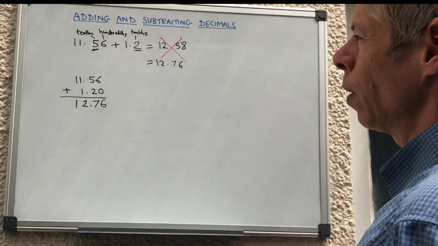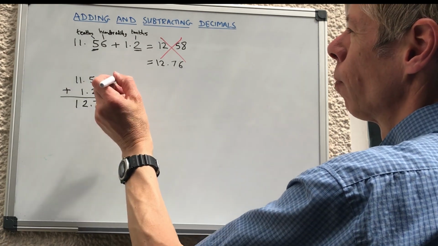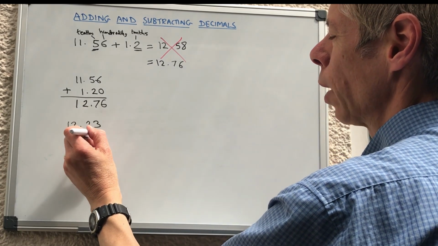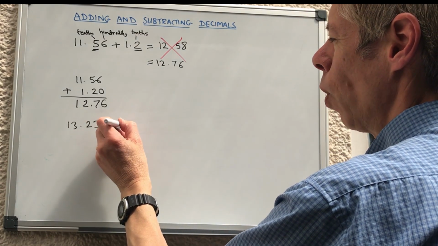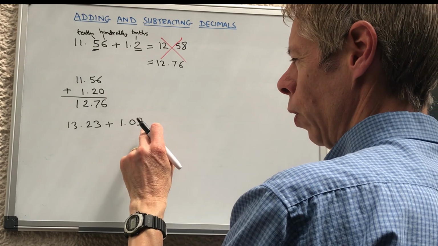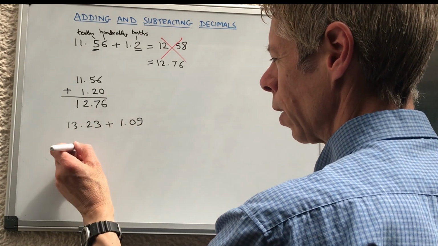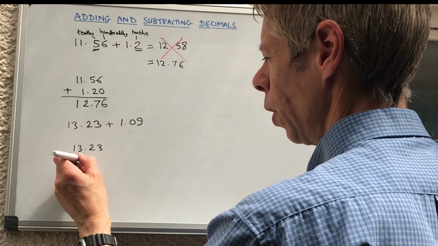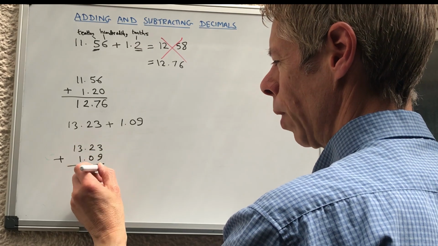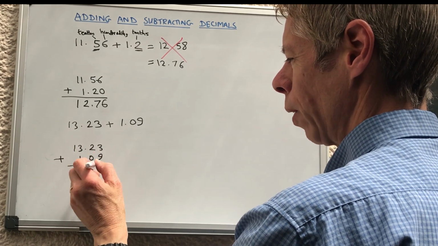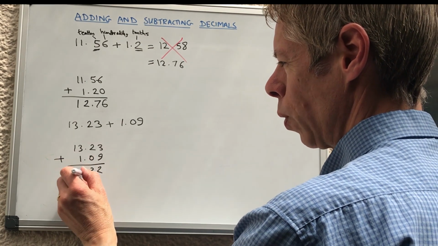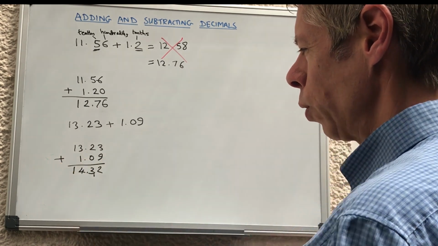Okay, let's try a few more of those. So let's try 13.23. We're going to add 1.09. So if we're not sure exactly where to add the 9, all we do is 13.23, put the 1.09 below, everything becomes easy now. 3 plus 9 is 12, 2 plus 0 is 2, add the 1 is 3, 3 plus 1 is 4, 1 plus 0, 1, 14.32.